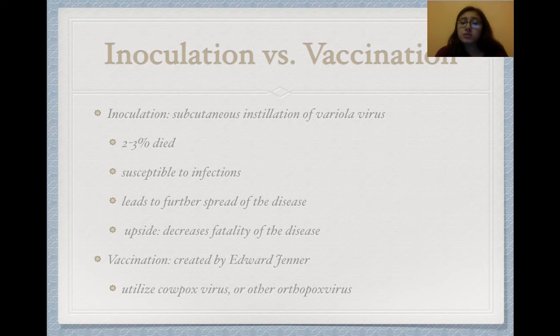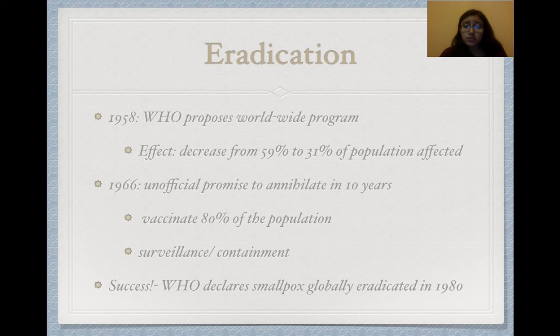So vaccination, when Edward Jenner came up with it, was actually much safer than inoculation. And his first vaccination utilized the cowpox virus. So it wasn't variola virus that he used in his vaccine. It was cowpox virus, which is within the same genus of the orthopox viruses, like I said, because they're all similar.